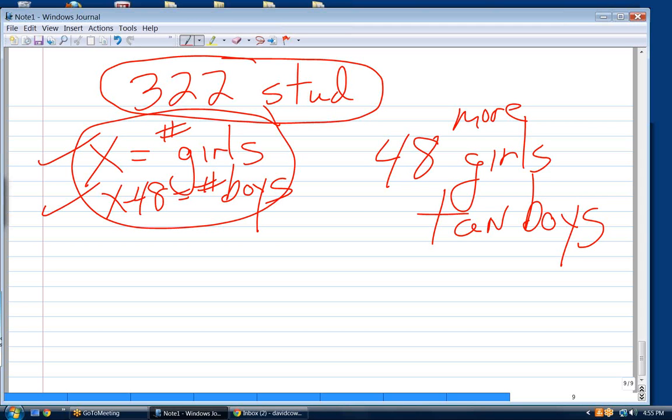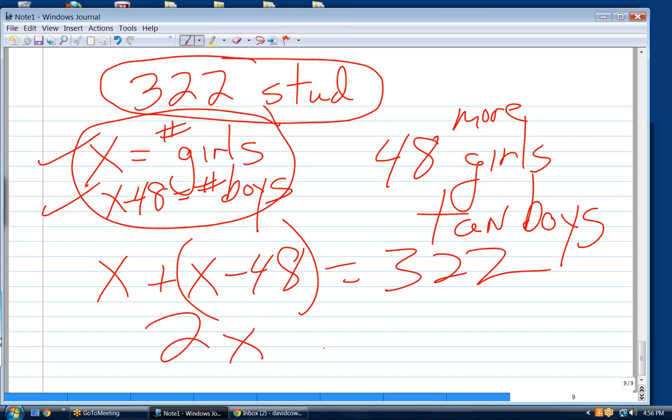Okay. Because I did x minus 48 equals 322, and then... No, but it's not the number of boys that equals 322. It's the number of girls plus the number of boys. So, x plus x minus 48 equals 322. Exactly.